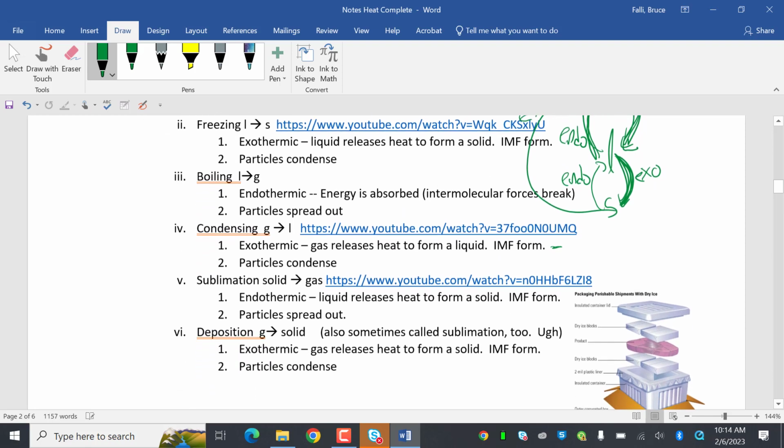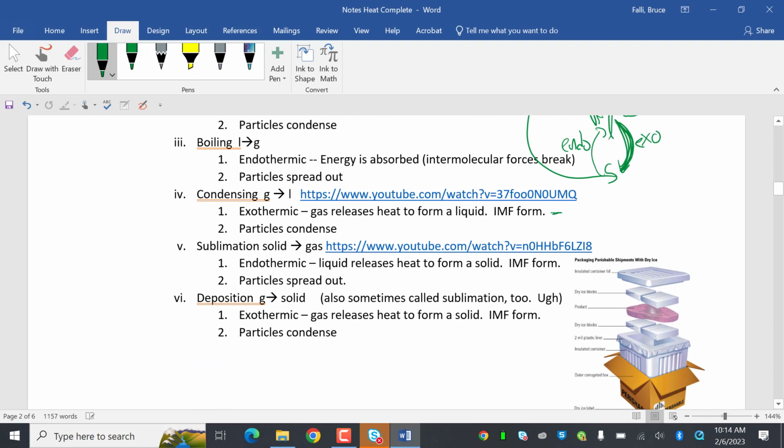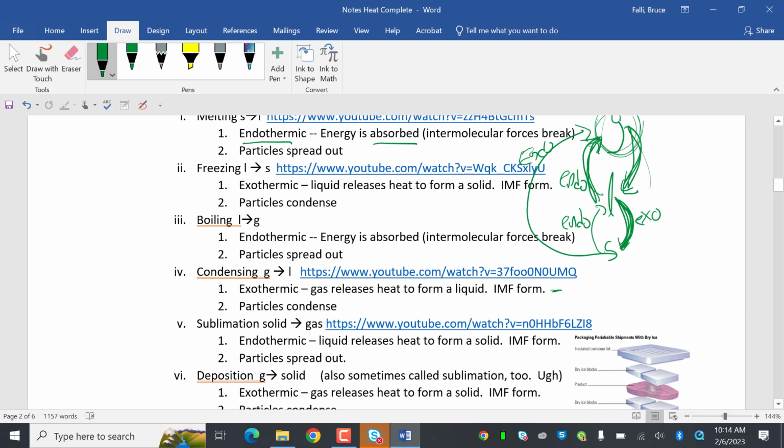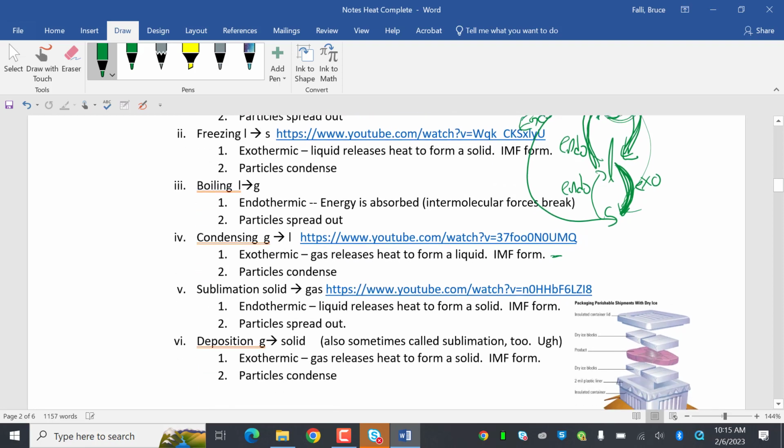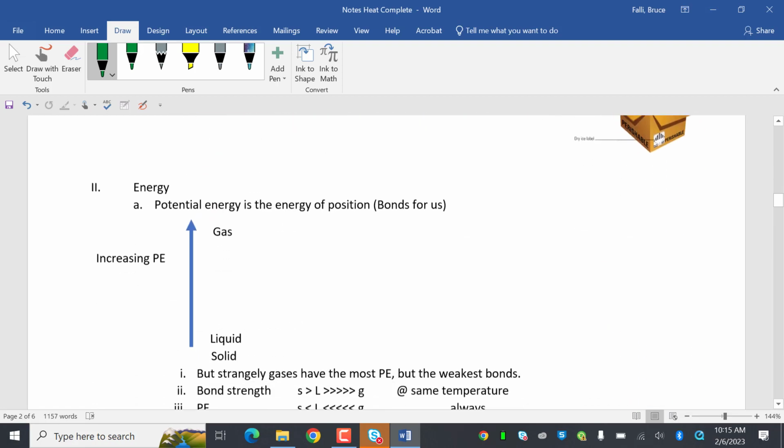that. Deposition is a gas to a solid. It's sometimes called sublimation also, isn't that annoying? And it is exothermic. Gas to a solid, high energy to low energy. And the particles will condense.